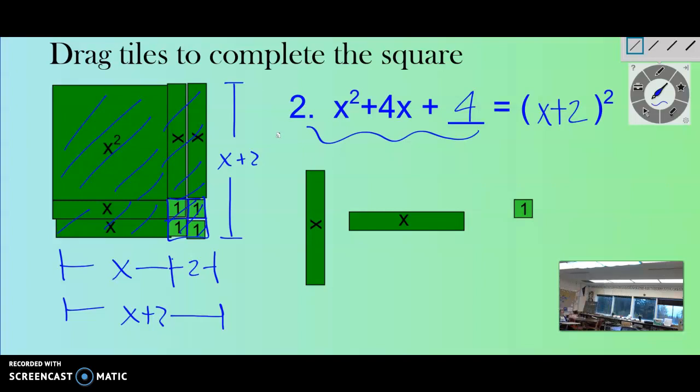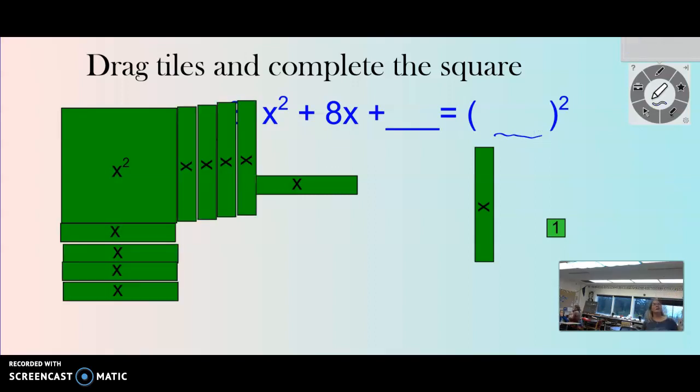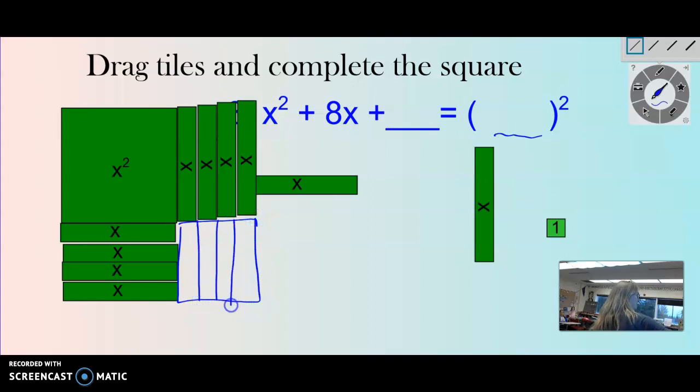All right, so I want you guys to think about how to complete the square and then write the binomial here that would end up being squared. Okay, so now I have the x squared plus 8x. I dragged those x tiles over. And then think about, it's very time consuming to drag all those tiles, so what I'm just going to do is just think about it. This is going to be 4 by 4, so I'd have to add 16 unit tiles to this.